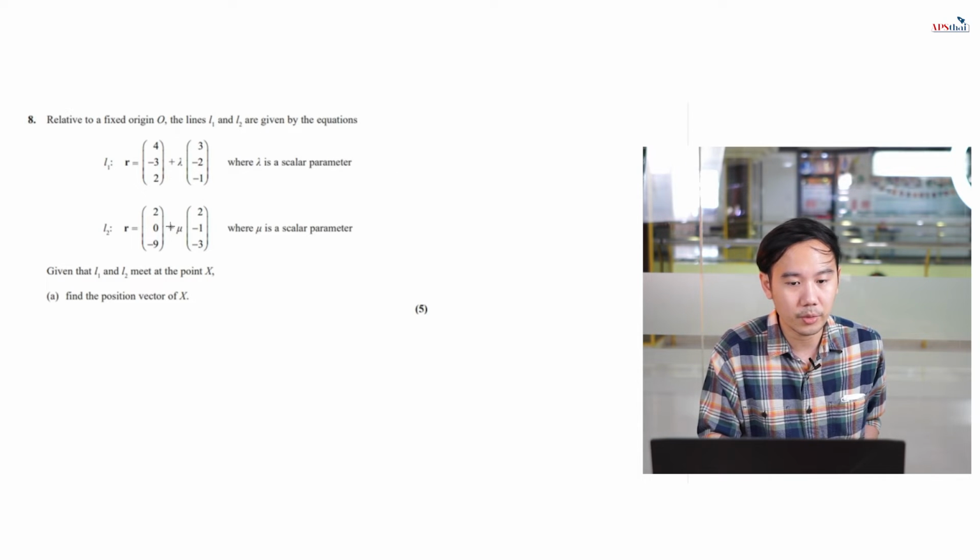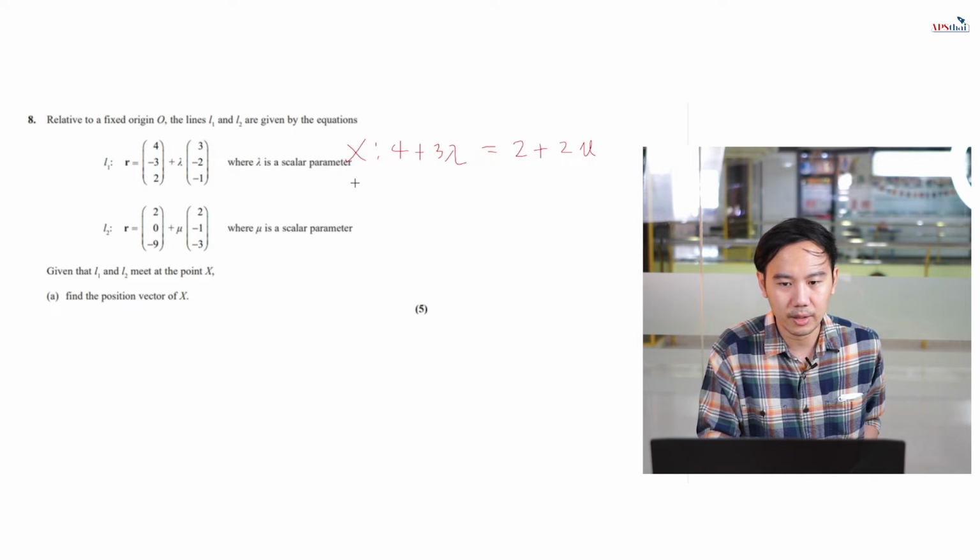If the two lines were to meet, they have to meet at the same coordinate. So we can use this logic to match the x coordinate and then the y coordinate and then the z coordinate of each line. If the x coordinate were to be the same, then 4 plus 3 lambda must be equal to 2 plus 2 mu. And the y coordinate has to be the same, so negative 3 minus 2 lambda must be the same as negative mu.